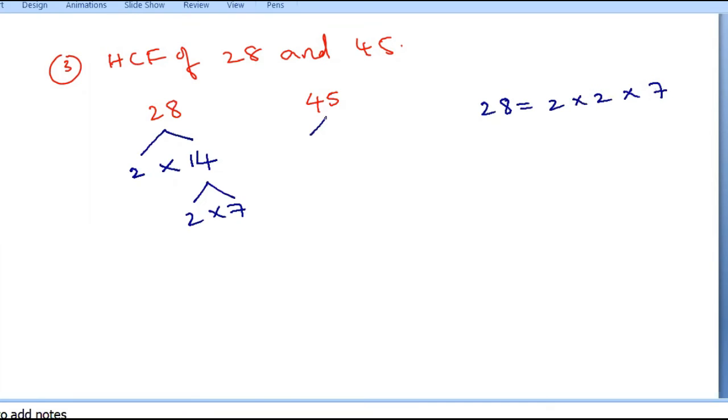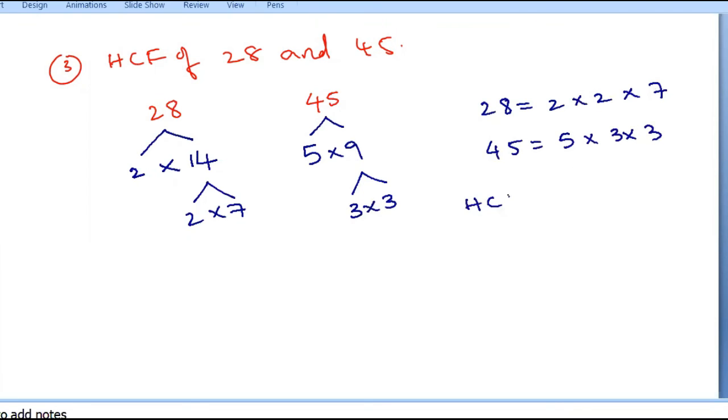Now you should write 45. 45 comes in the 5 table. So you should write 5 times 9 is 45, and 9 is not a prime number. So you should write 9 as 3 times 3. Then 45 you should write as 5 times 3 times 3.